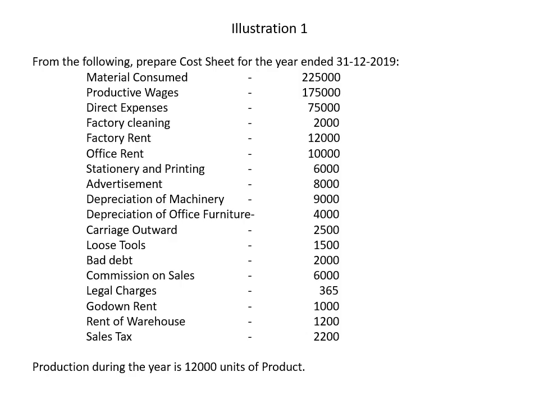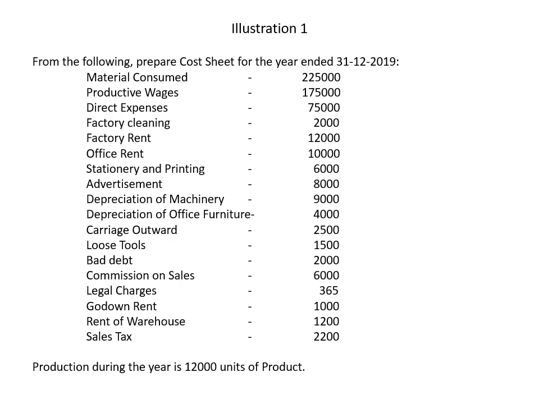Let us go through each element of cost. Materials consumed, that is direct material. Productive wages, that is direct labor. Direct expenses, it is directly given. Factory cleaning, it is coming under factory overhead, right? Factory rent, again it is coming under factory overhead. Office rent, under office overhead. Stationery and printing, under office overhead. Advertisement, it is coming under selling and distribution overhead.